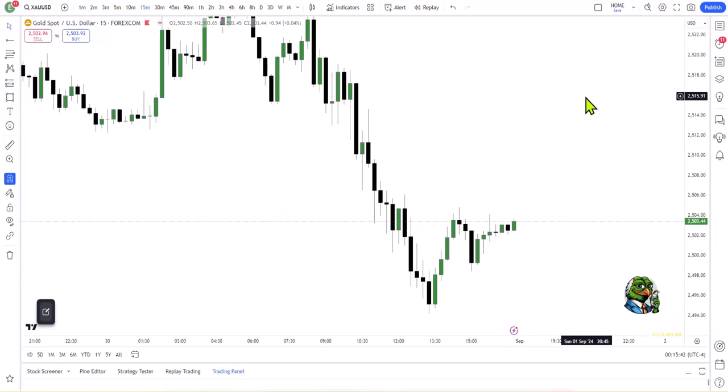This is the first step. Having a look at this on a 5-minute chart, identifying what I've just shown you: the displacements, the pullback into the fair value gaps, and the continuation in the direction of that displacement.